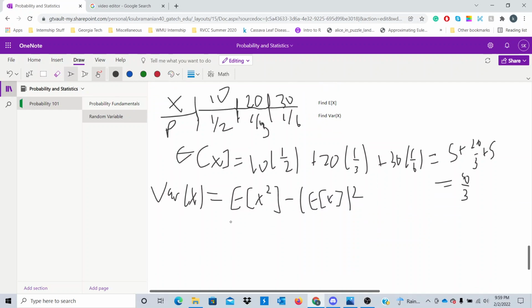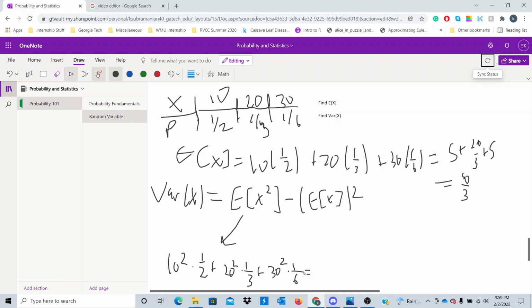We're going to use this formula. So we have to find the expectation of x squared, right? So what is this going to be? Well, we have to square each of these x values here and multiply by these probabilities, right? So we're going to have 10 squared times a half plus 20 squared times a third plus 30 squared times a sixth, right?